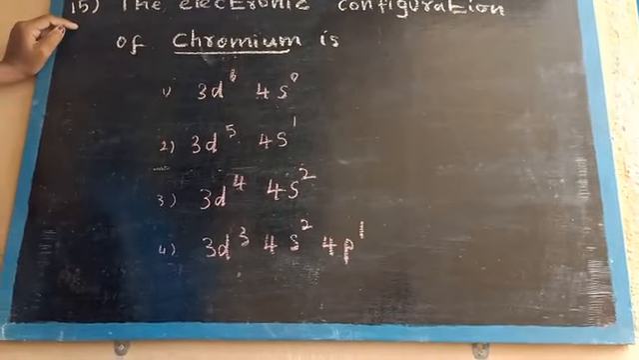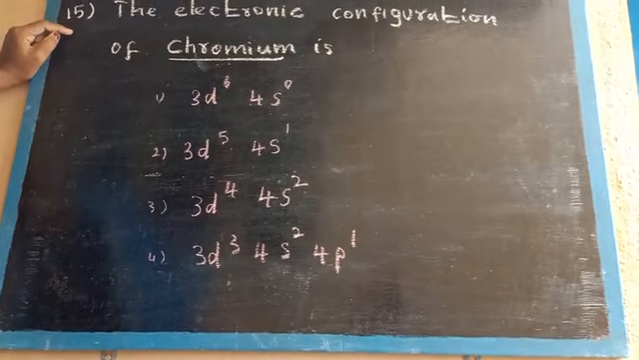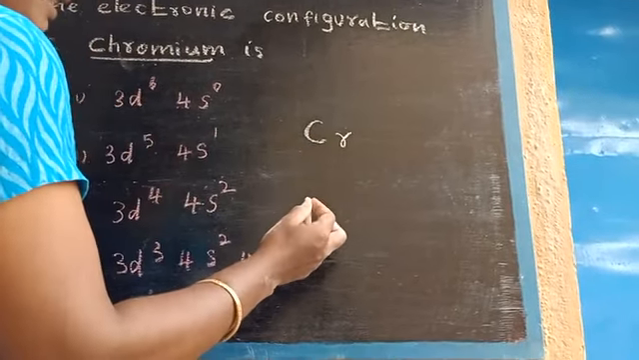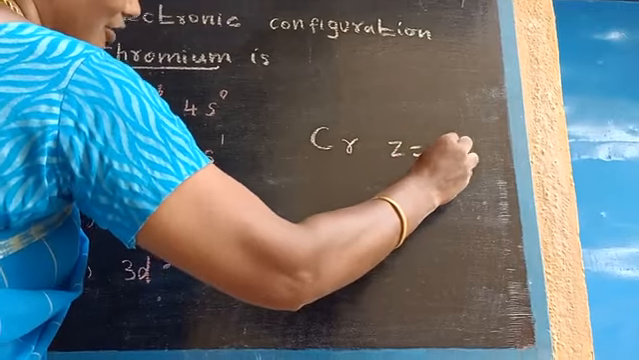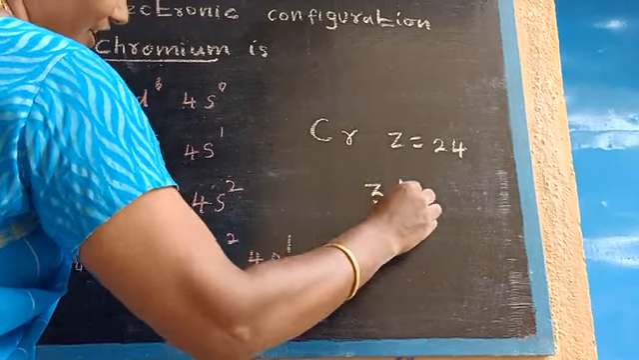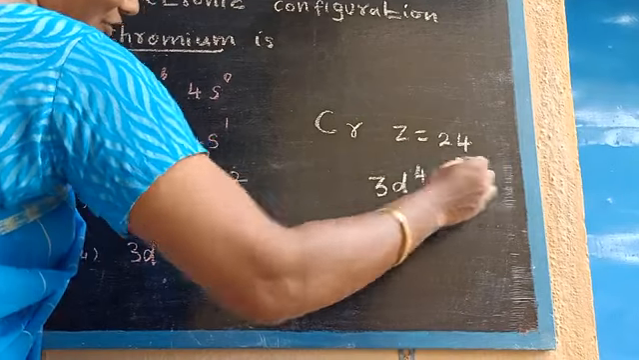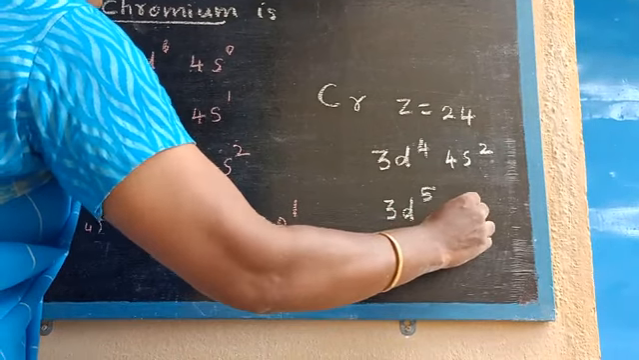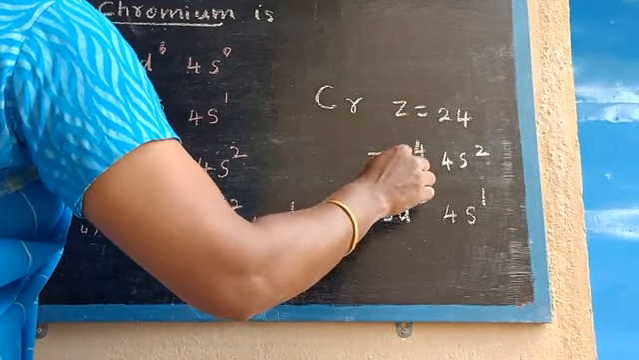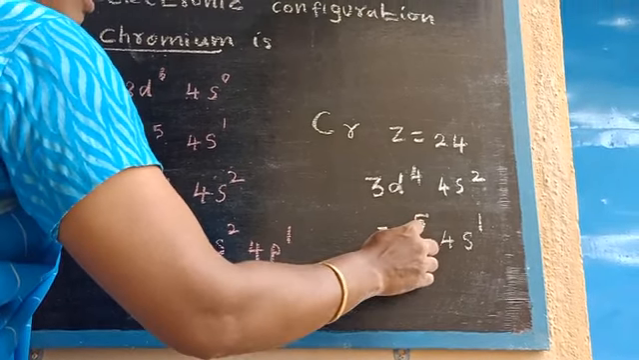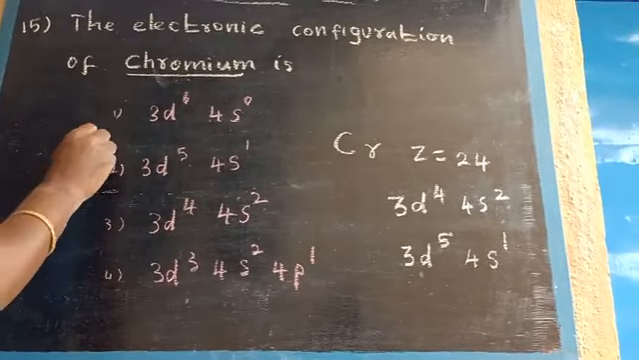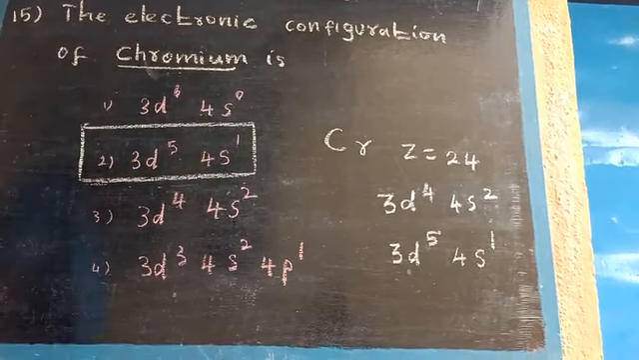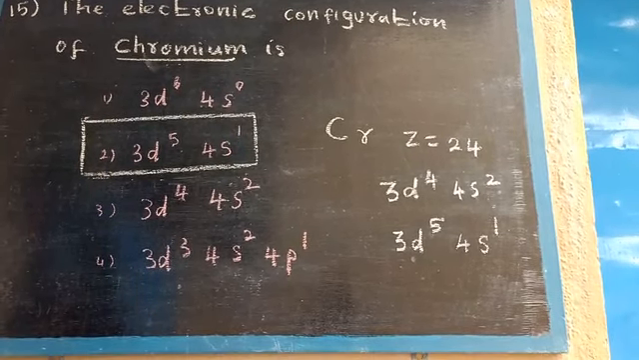Final question: the electronic configuration of chromium is, okay, chromium is a transition element. Chromium, symbol Cr, atomic number 24. Electronic configuration 3d4 4s2. But due to symmetry, we write the electronic configuration as 3d5 4s1; one electron is shifted. So the correct option is 3d5 4s1. This is the chromium electronic configuration. Children, I hope you understand this session. Thank you.